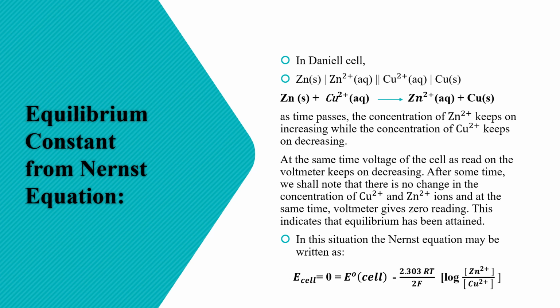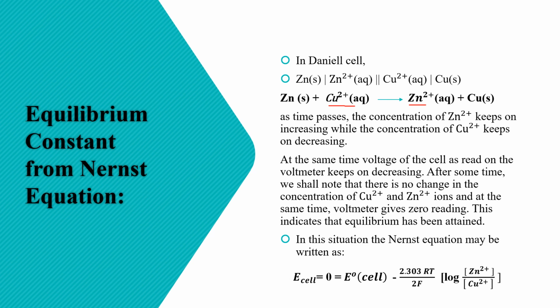As time passes, the concentration of zinc ion keeps on increasing while the concentration of copper ion keeps on decreasing, because copper ion gets converted into copper metal. This can be shown by the equation also. At the same time, the voltage of the cell as read on the voltmeter keeps on decreasing.